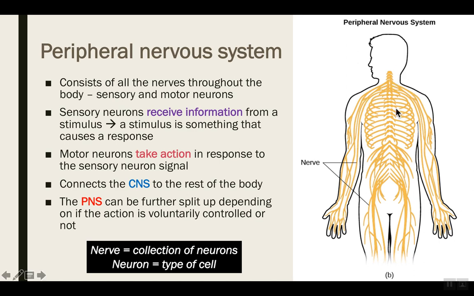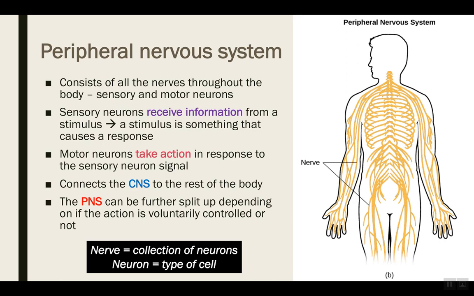Then we have this peripheral nervous system extending all the way out to your fingers and out through your legs, and also of course up into your head. That's made up of 2 different types of nerves really. Sensory neurons that receive information from a stimulus, and motor neurons that get told something's happened and say, let's take action, let's move.